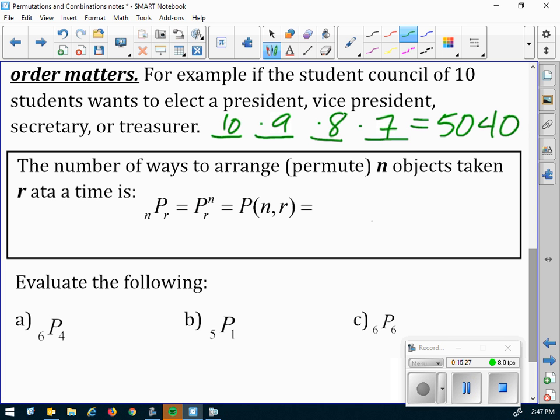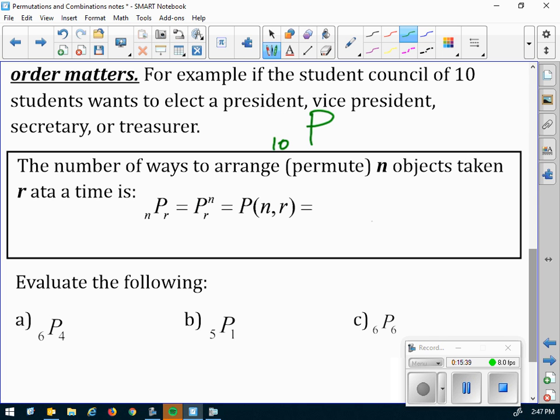Now, you see this P right here? That stands for permutation. And the way you would write what we just did, we'd say it's a permutation of 10 objects taken 4 at a time, like that. Now, let's take a look at this.